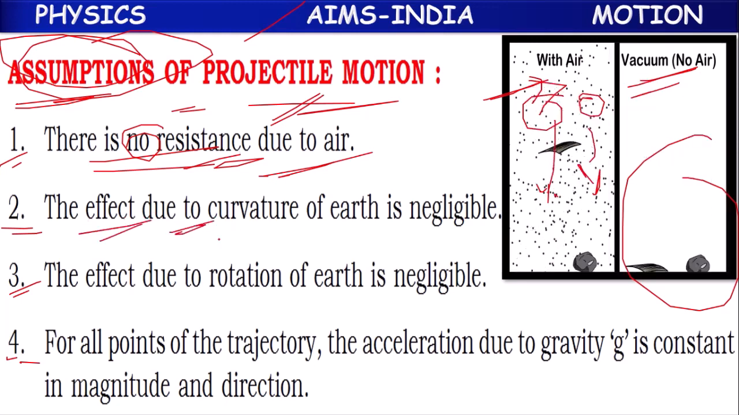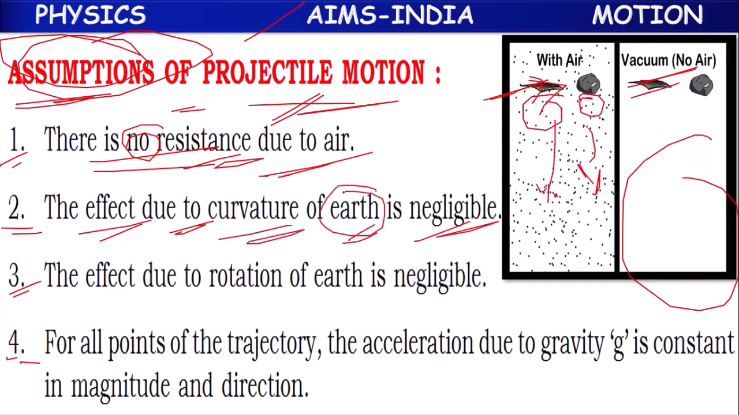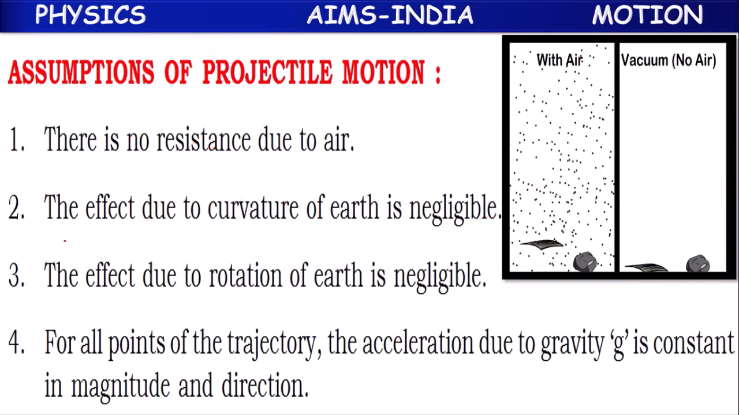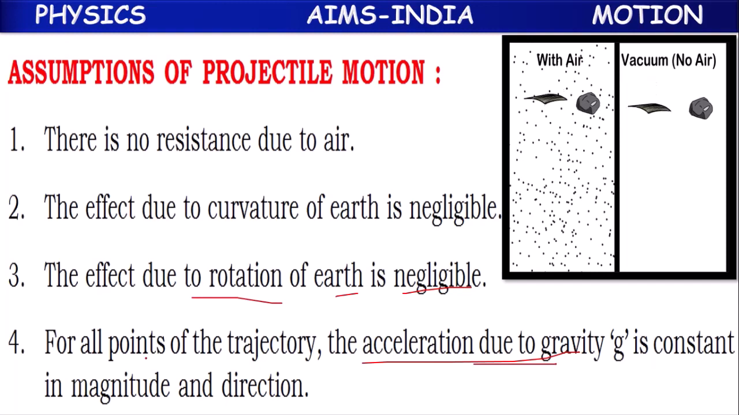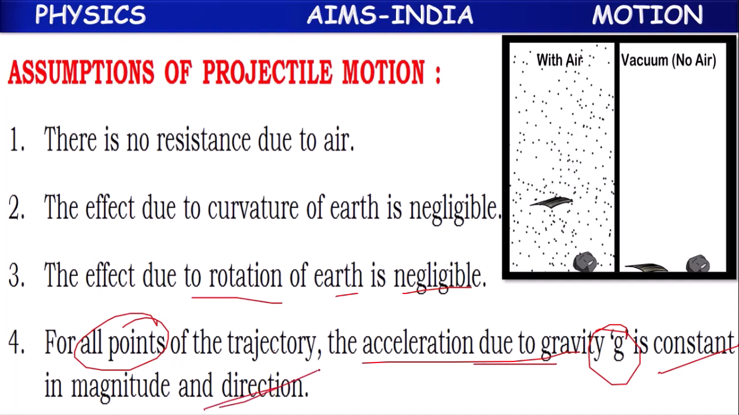The effect due to the curvature of the earth is negligible. Whatever effect the shape of the earth has on the projectile motion is negligible. Like that we have to assume. The effect due to rotation of the earth is also negligible. The acceleration due to gravity, g, at all points of the trajectory is constant in magnitude and direction. These assumptions we have to keep in mind.